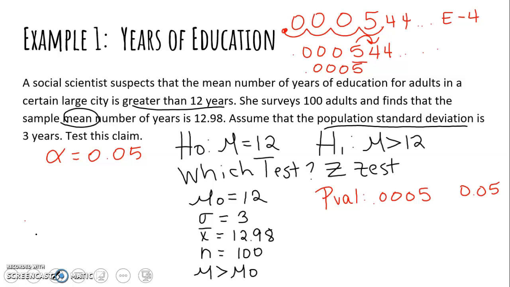Is 0.0005 less than 0.05, or is it greater than 0.05? It is less. So if it's less, that means the p is low and the null must go, so we're going to reject the null. If the p-value is less than or equal to the significance level, we reject the null. And then we have to make a conclusion statement.